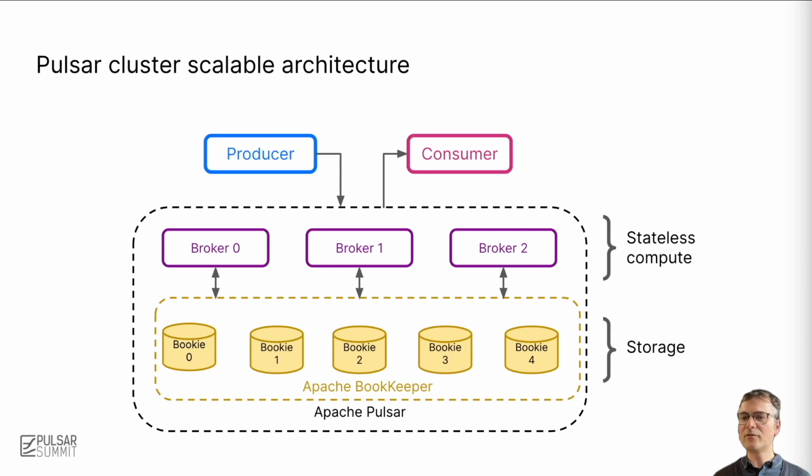In Pulsar, you have the broker nodes and the bookie nodes. The broker nodes are responsible for managing all the communication and the processing of the topics. So they are stateless. They don't store data, so a broker node deletion won't impact the data. In contrast, the bookie nodes are responsible for storage. They have state, they store messages. The bookies are Apache BookKeeper's nodes.